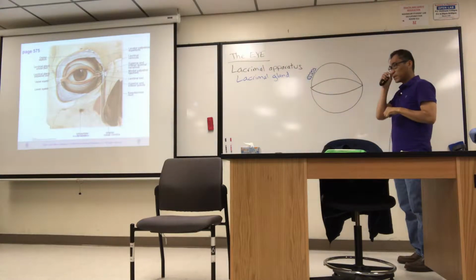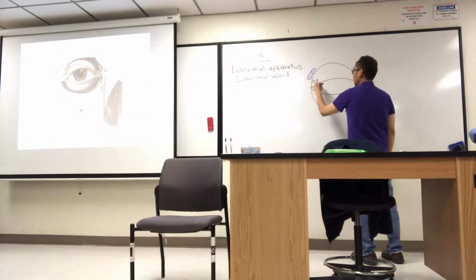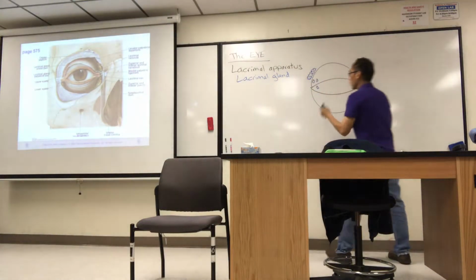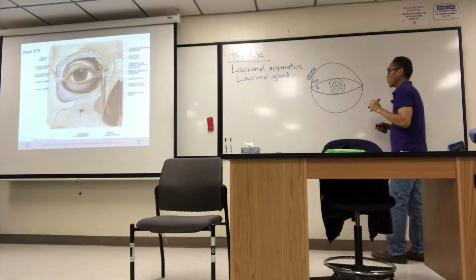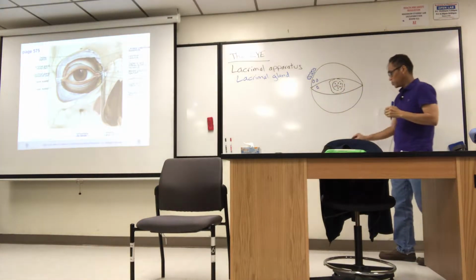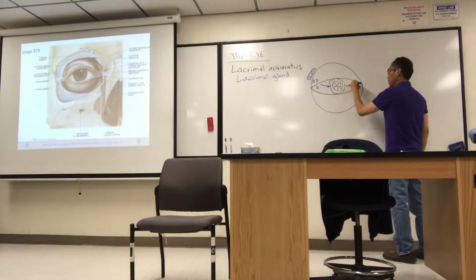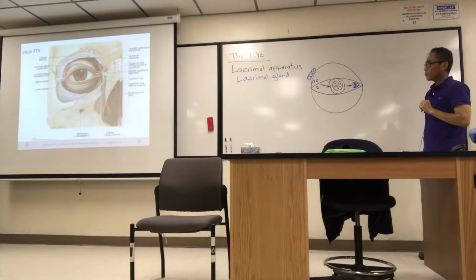And when it's stimulated, it'll produce tears, teardrops. Now, when you blink, it sweeps the tears that are produced across the eye from lateral to medial, kind of towards the medial eye. This location where the tears are swept is called the lacrimal lake.